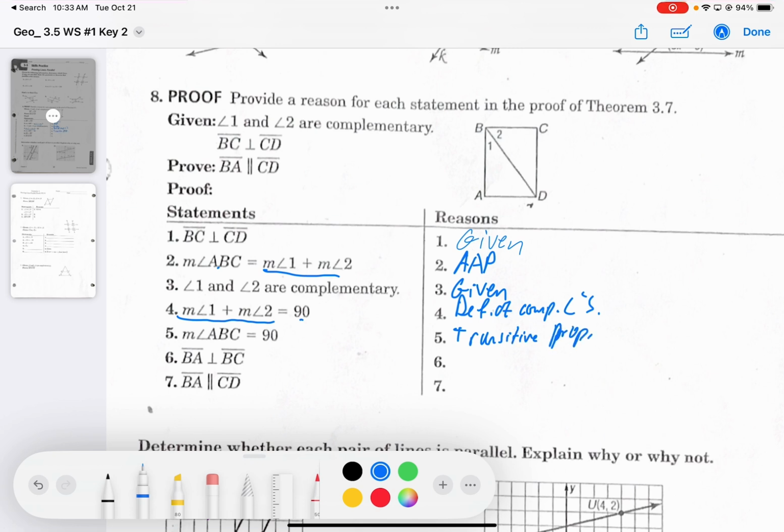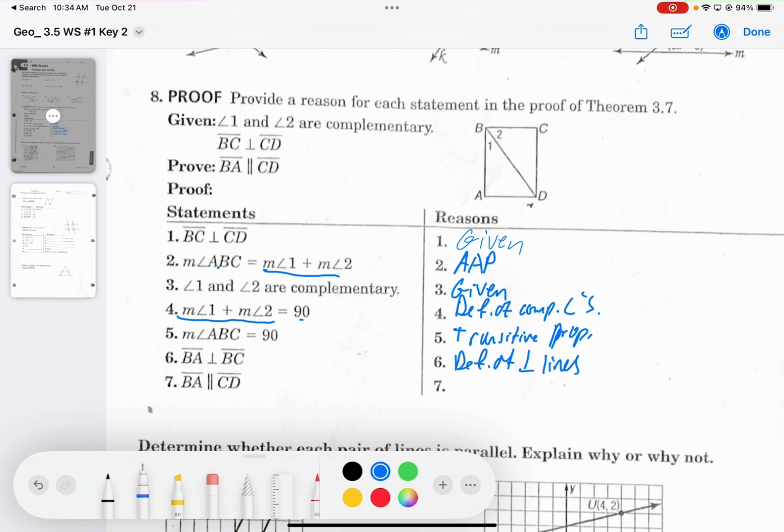All right, and then after that, number 6, BA is perpendicular to BC. What'd you guys say for that one? Yeah, I like that. Definition of perpendicular lines, because we know that it forms a right angle there. So because it's a right angle, by definition of perpendicular lines, they got to be perpendicular to each other. So definition of perpendicular lines. Very good.